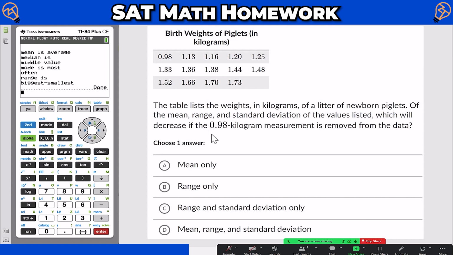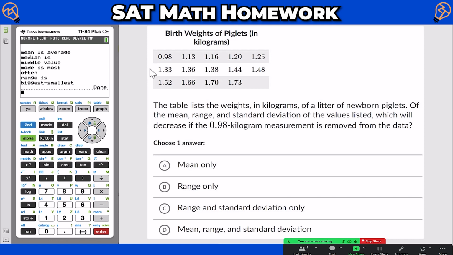So here when they talk about removing this specific data value of 0.98, well, notice the 0.98 is the smallest value. And if you remove either the smallest or the largest value, that will absolutely change the range. We all know that part, right? If you take away the smallest or lowest test score, now when you do the largest minus the smallest, it's going to be different than it originally was.